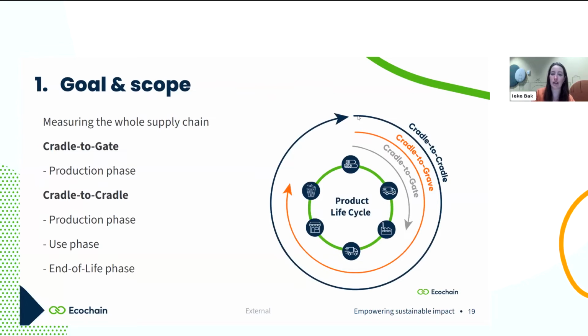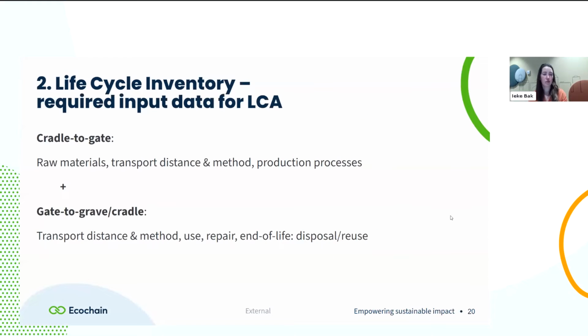What is the goal of eco-design? It's also to take into consideration the entire life cycle. So also the production phase, the use phase, and the end-of-life phase. So what information do you need for these stages? So for the cradle to gate, you need raw materials, transport distance and methods, and the production processes. Then after that, you want to have information about the transport distance and method to your consumer.